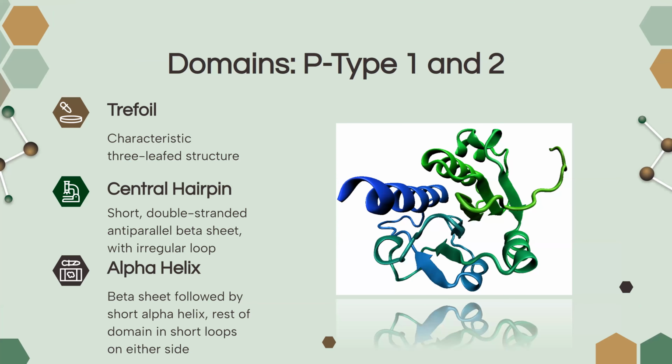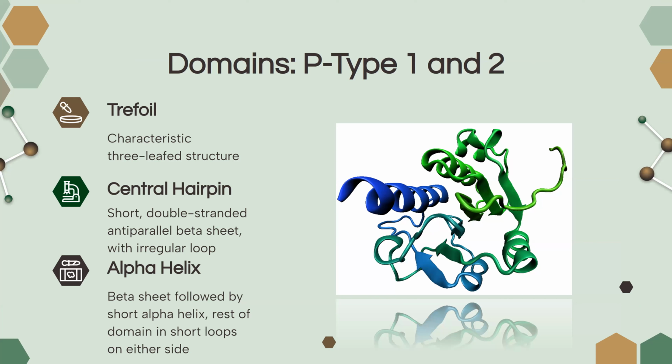So what about the domains? Well, sucrase has 2 of them, P-type 1 and 2 domains. The P-type domains contain 6 cysteines linked by 3 disulfide bonds with connectivity 1 to 5, 2 to 4, 3 to 6, which leads to a characteristic 3-leaved structure, the trefoil, with 3 loop-like regions.